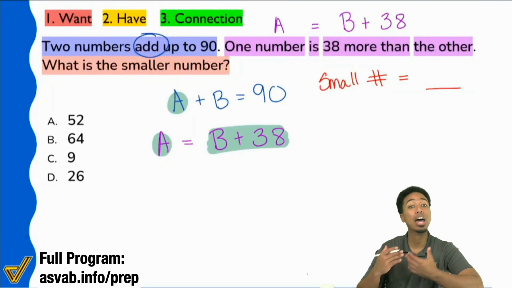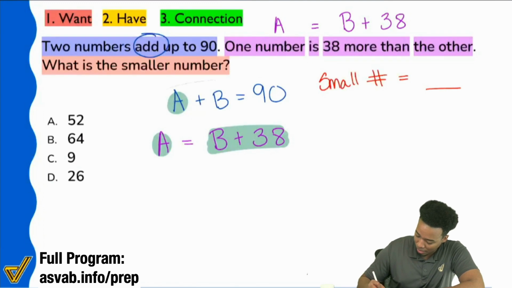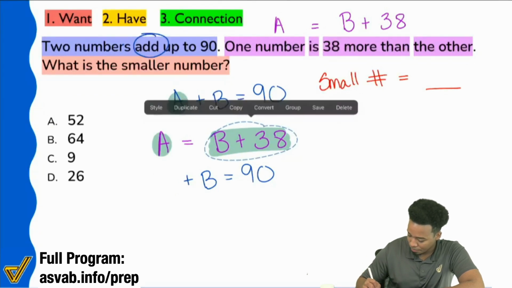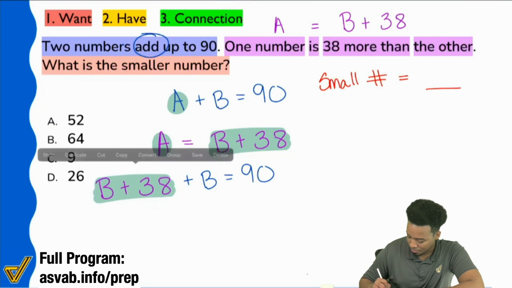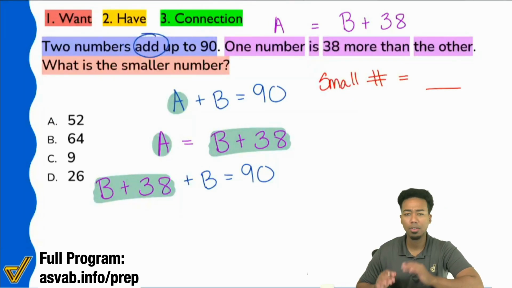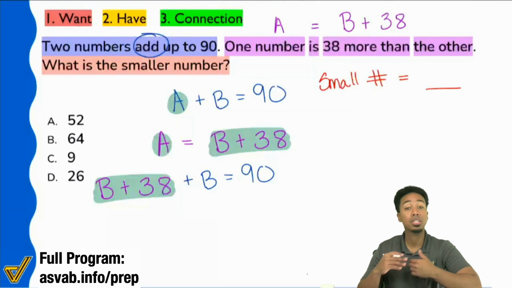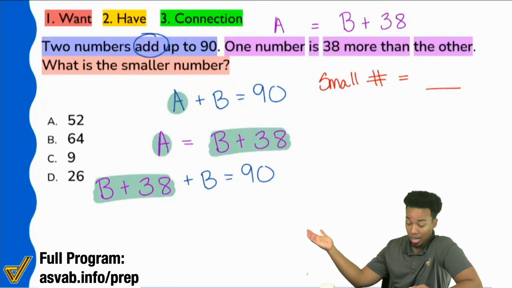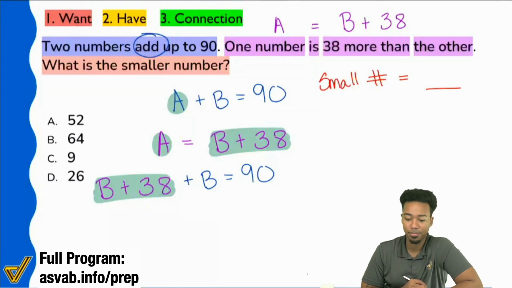And what that allows me to do is this. I'm going to copy this over. And instead of writing A, I'm going to replace it with B plus 38. That is a perfectly legal thing to do. Everyone, did that make sense? Because A is B plus 38, I can replace A with B plus 38.